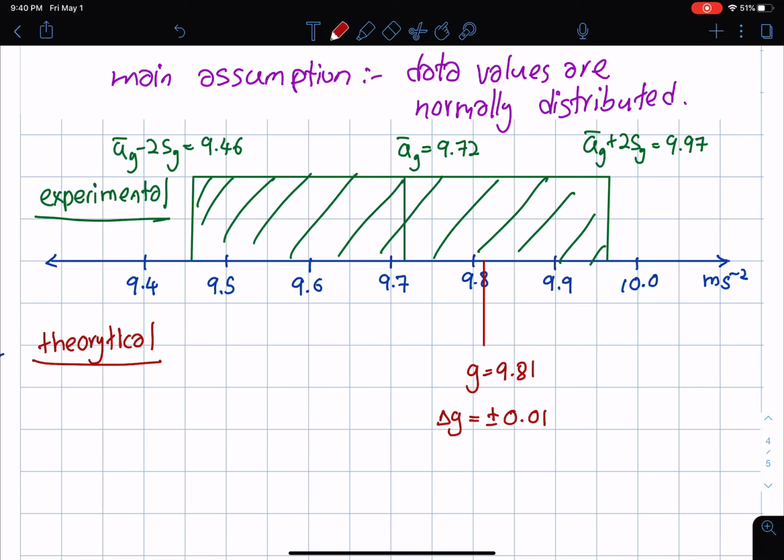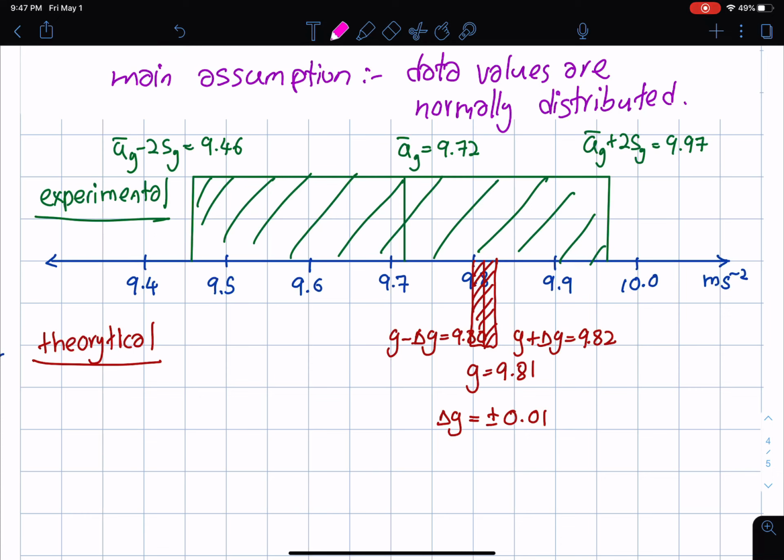So then I can complete a box for the theoretical side as well, this way, which is G plus delta G, 9.82, G minus delta G, 9.80. Then I am completing the box.